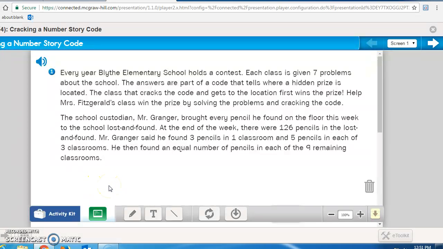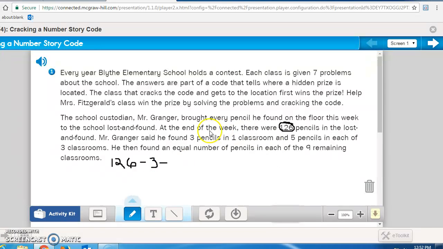Wow, there's a lot of information here that you're going to have to go through to try to figure out what it is you need to do to get this answer. So what I know I need is this 126 pencils in the lost and found. And at the end of the week, he said he found 3 pencils in one classroom. So I'm going to take away 3.